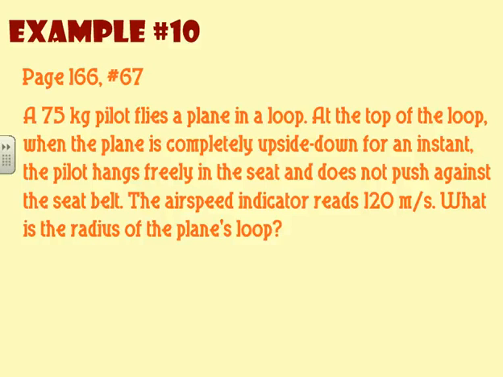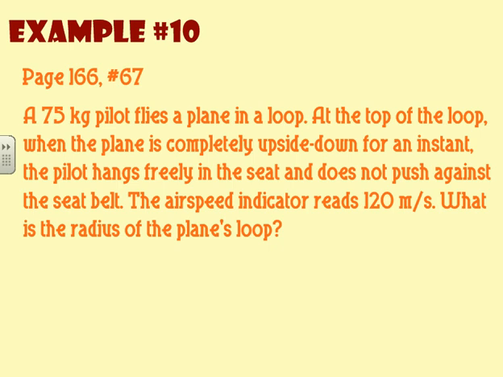In example number 10, we have a pilot flying in a vertical loop. At the top of the loop, the problem tells us that the plane is completely upside down, and for a very split instant, the pilot is hanging freely. There's no force from the seat belt. There's also no force from the seat, which we may have called normal force.